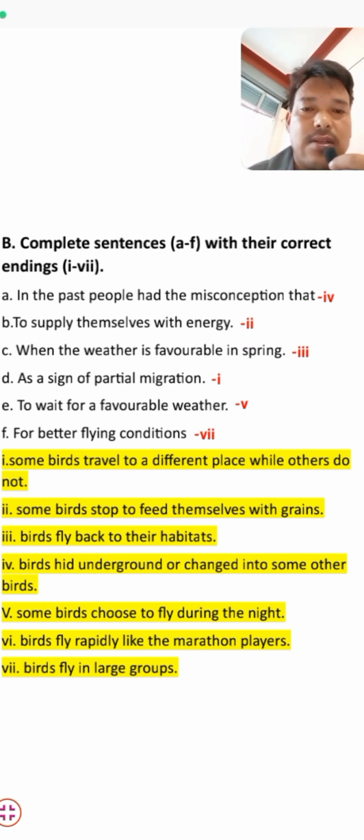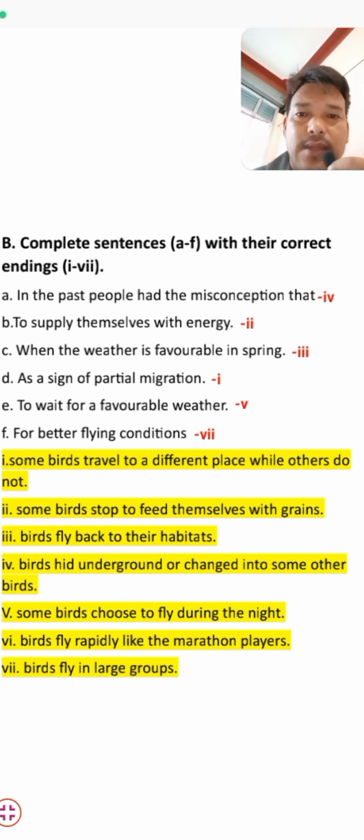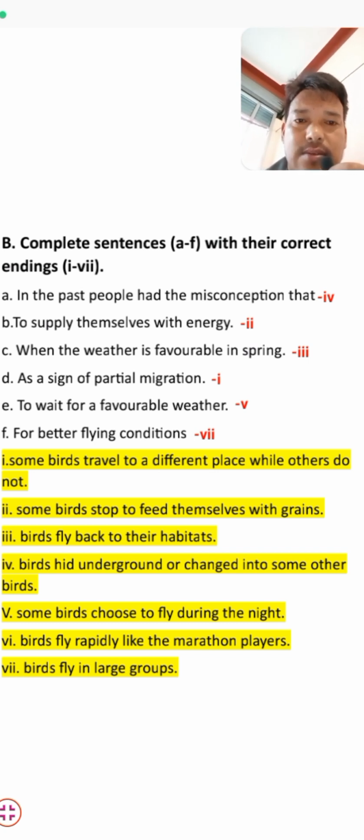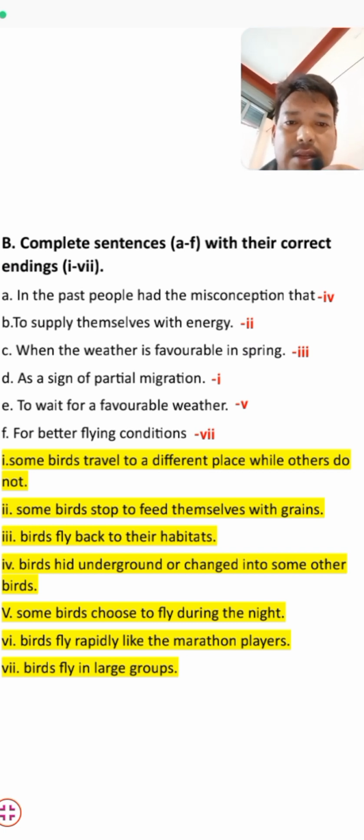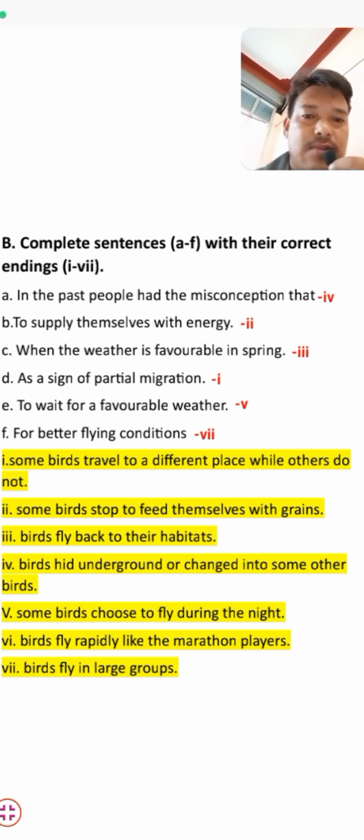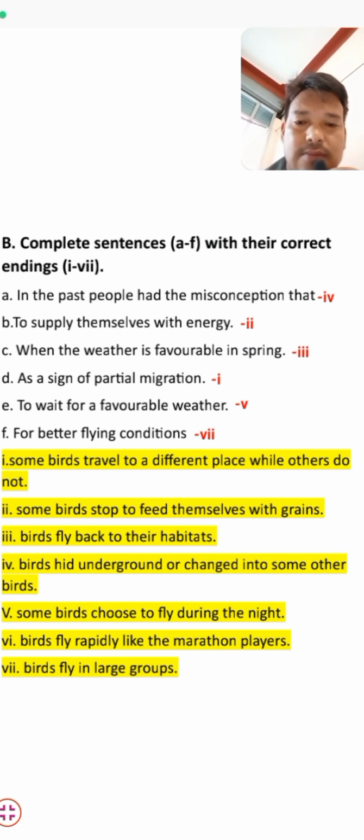C: when the weather is favorable in spring. The correct ending is number three: also birds fly back to their habitat. D: as a sign of partial migration. The correct ending is number one: some birds travel to a different place while others don't. And F is the last one: for better flying conditions. Its correct ending is number seven: the birds fly in a large group, or large flock, we can say.